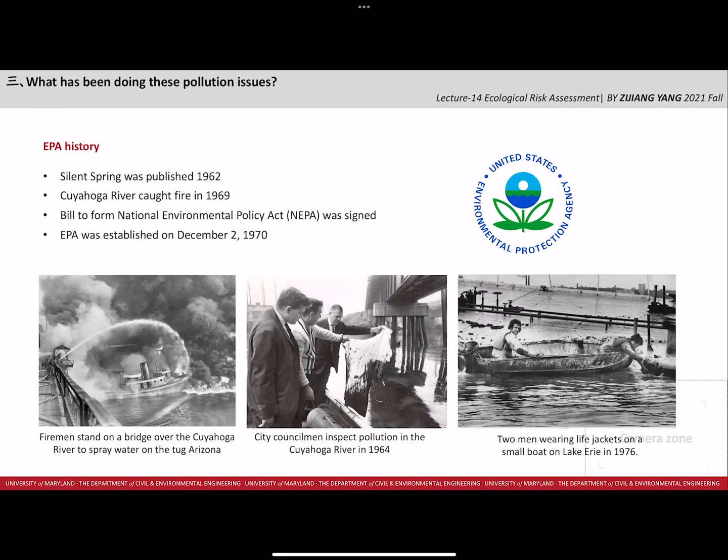And then we can talk about some history about EPA because we know EPA regulates all of these things. So we talk about Silent Spring, which was published in 1962. And we also have this Cuyahoga River. Do I read it correctly? Cuyahoga River. I think it's in Ohio.